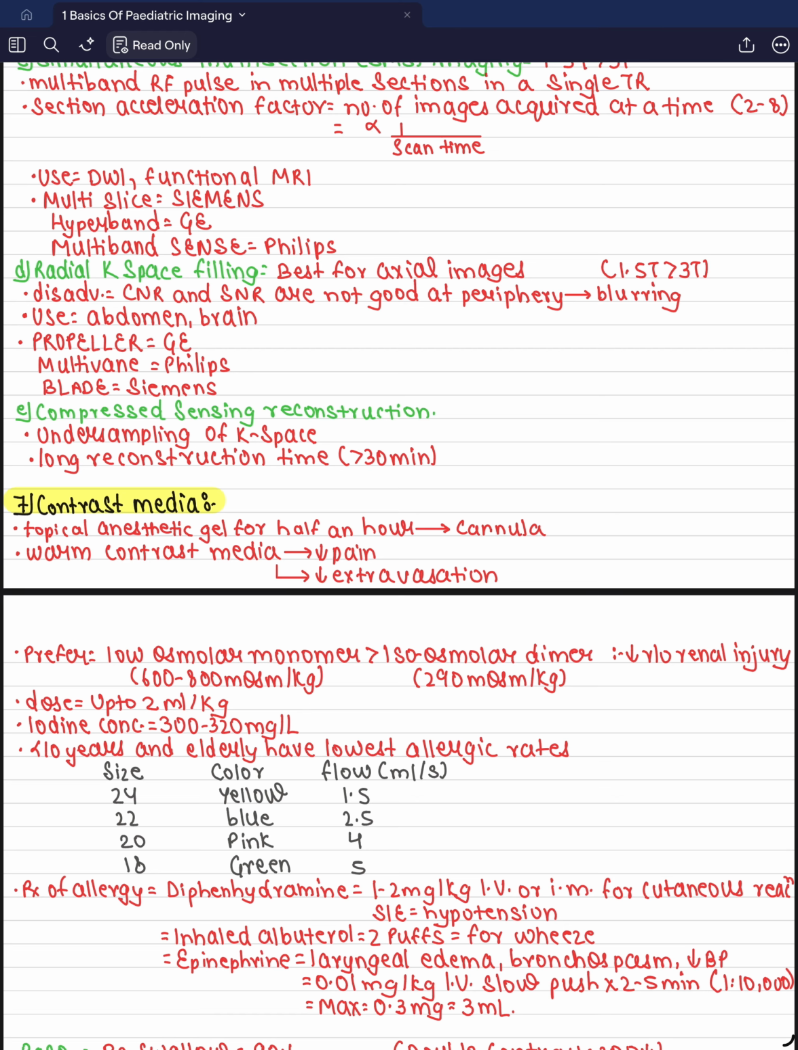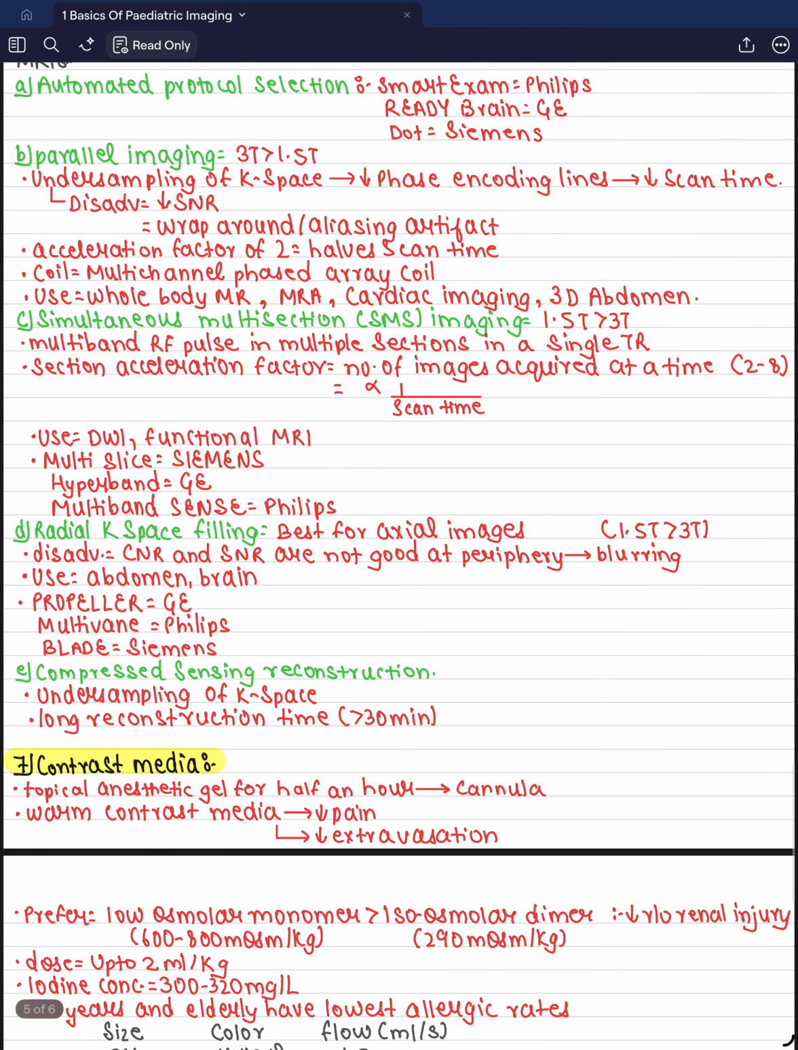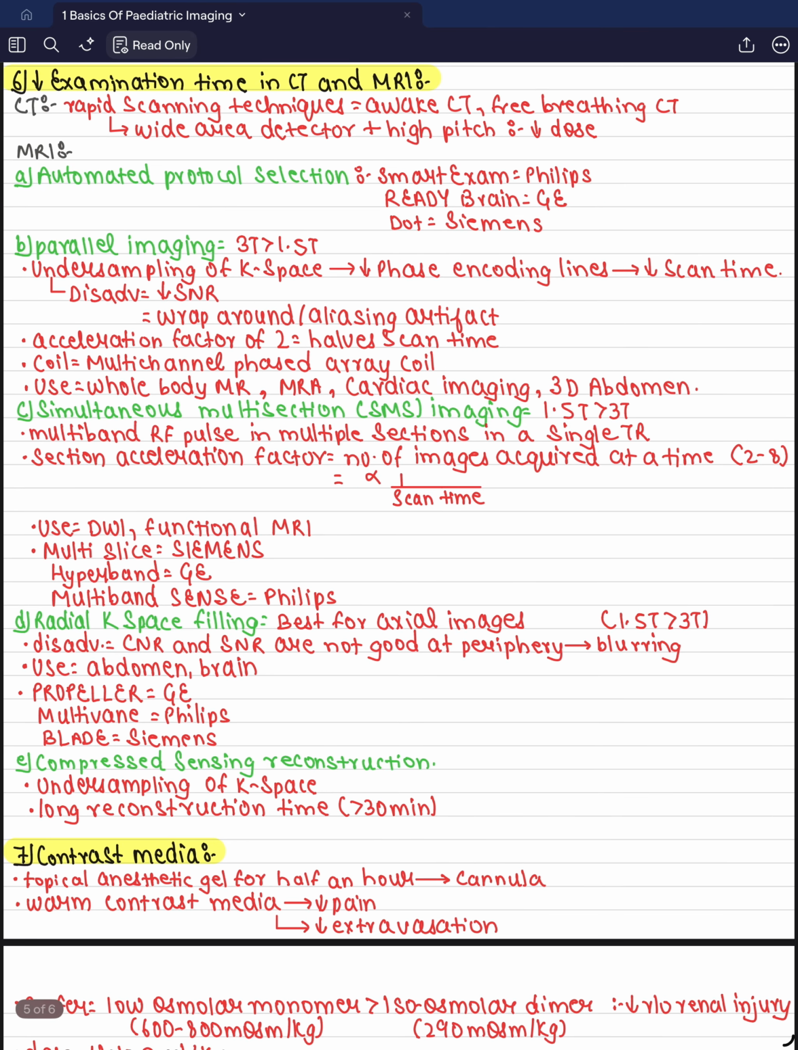And then in the end we have compressed sensing reconstruction. Again it refers to undersampling of K space, and there is a long reconstruction time, more than 30 minutes. I know this portion was very difficult to understand, but even if you remember the headings only, that is good enough. So how to decrease the examination time: automated protocol selection, parallel imaging in which we are doing undersampling of K space, simultaneous multi-section imaging, radial K space filling, compressed sensing reconstruction.